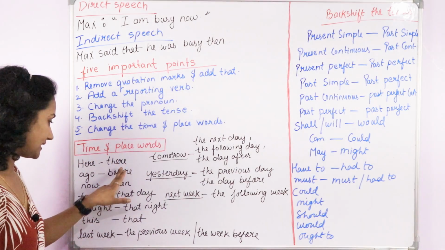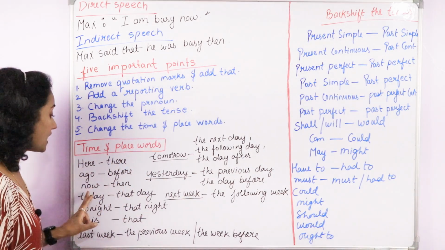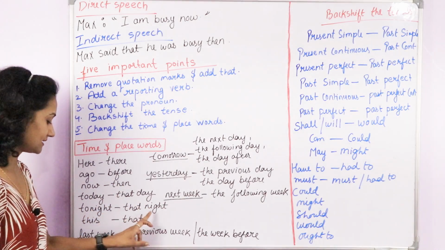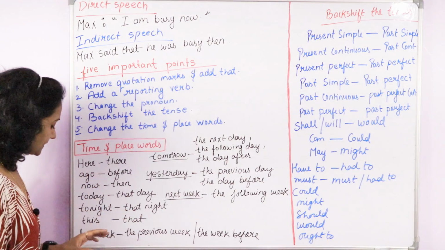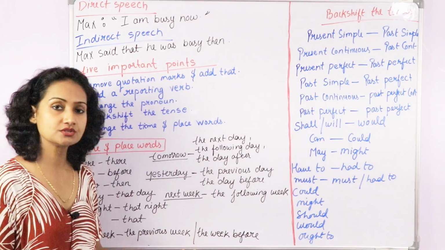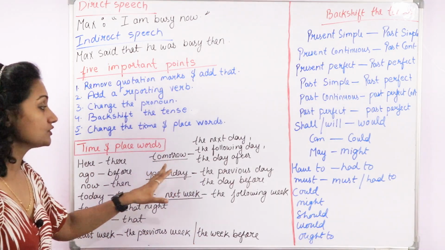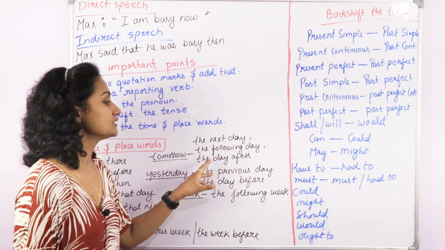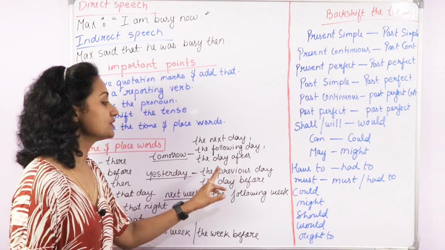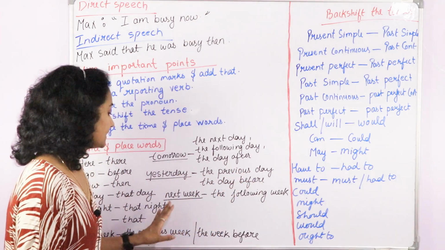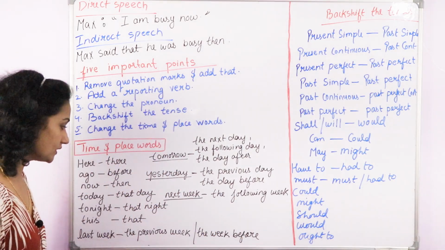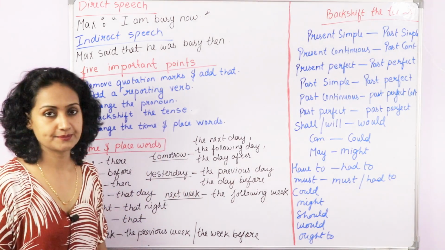Okay, now let me give you some time and place words. Here will change into there, ago into before, now into then, today into that day, tonight into that night, this into that, last week into the previous week or the week before. Whichever you want to use, they both are correct. Tomorrow, you have 3 options: the next day, the following day, the day after. Yesterday, the previous day, the day before. Next week, the following week. Okay, so these are time and place words, and that's how you have to change them.